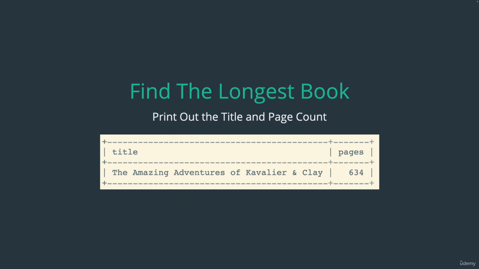Then find the longest book. Now, in the next section, we're actually going to learn an easier way to find the maximum and minimum and average and sum. But for now, when it comes to finding the longest or the maximum number of pages, you'll have to combine two of the concepts we saw in this section. You'll need to find a way to sort and a way to limit the number of results that we get. So that's a hint, I guess, or really that's a spoiler.